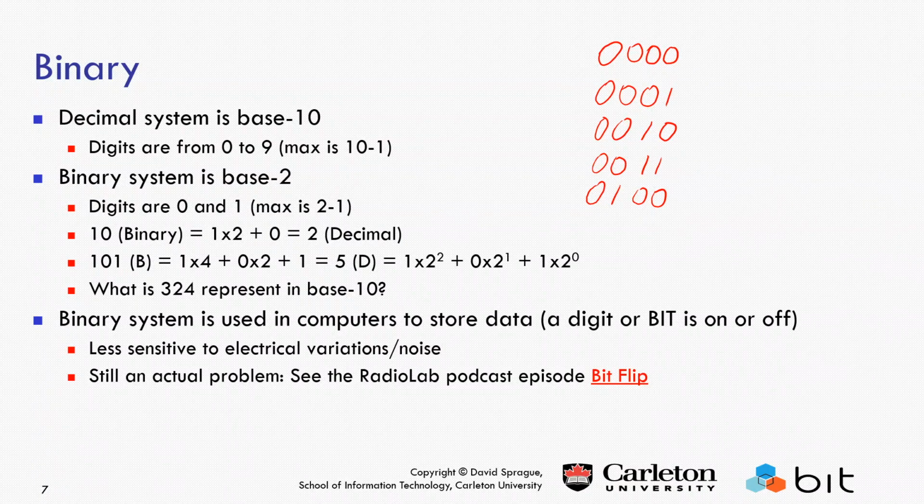So the binary system is used to store data in the computer. It's either on or off, and it's holding the electrical charge. And since it's less sensitive to electrical variations and noise, it works pretty well for us. There are some weird cases. There's a great Radiolab episode called BitFlip. If you want to listen to it, it's fantastic. At least I like it. It slowly goes over how binary actually works.